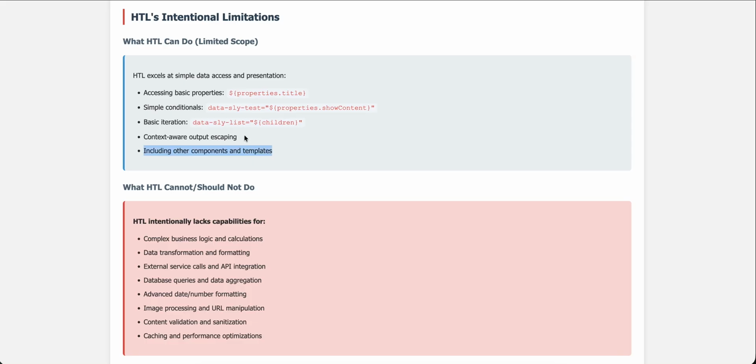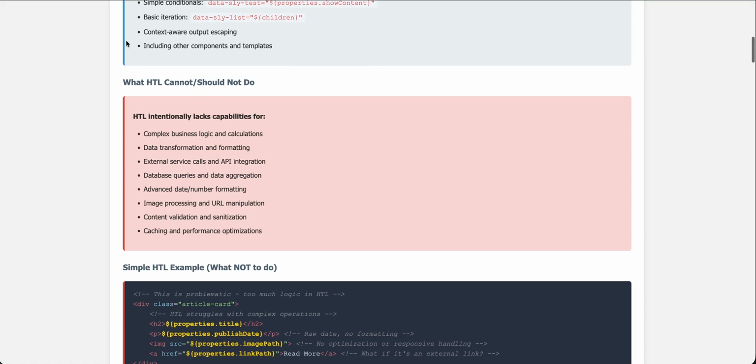So these are the intentional limitations, you can say. It has limited scope. But what HTL cannot or should not do? HTL intentionally lacks capabilities for complex business logic and calculation. It cannot do complex business logic and calculation on web pages. You need to handle business logic using Java code.